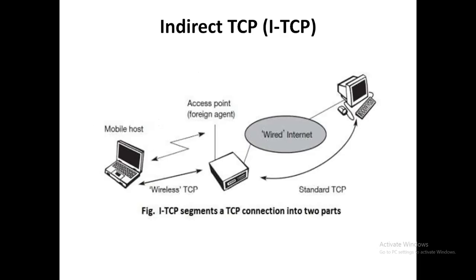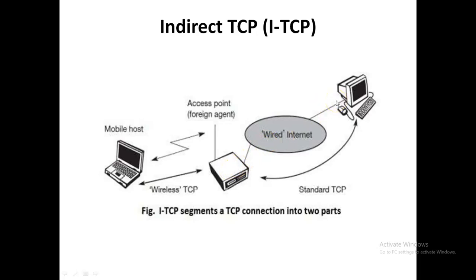So, the first one, indirect TCP. Here, the whole connection or whole operation will be divided into two parts. The first one is from the correspondent host. This will be called a correspondent host or a sender, and this is a mobile host or the receiver. From the correspondent host, it will be communicating with the access point. Access point is also called a foreign agent. From the sender, that is your correspondent host, to the access point, it is via the internet.